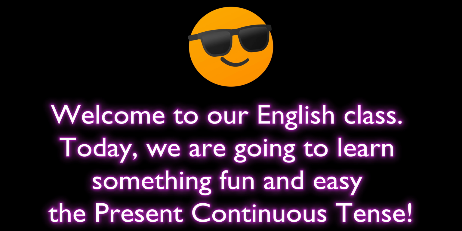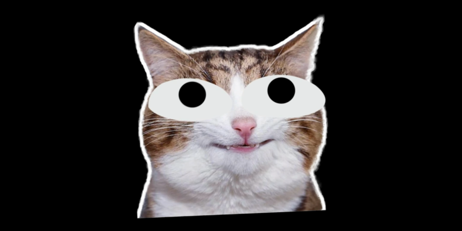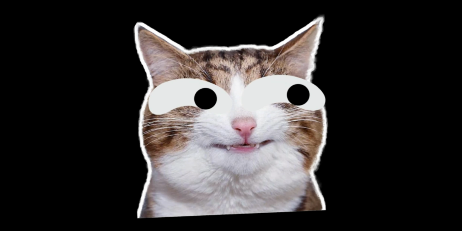Today, we are going to learn something fun and easy, the present continuous tense. Do you know what that means? It tells us about things that are happening right now. For example, I am teaching you. You are watching me. The birds are singing outside. See? These actions are happening at this moment.